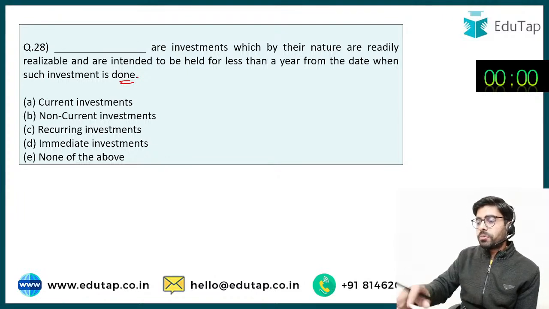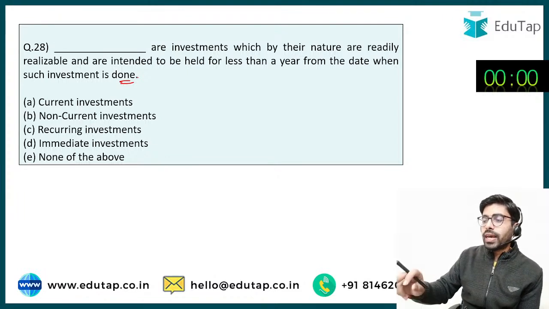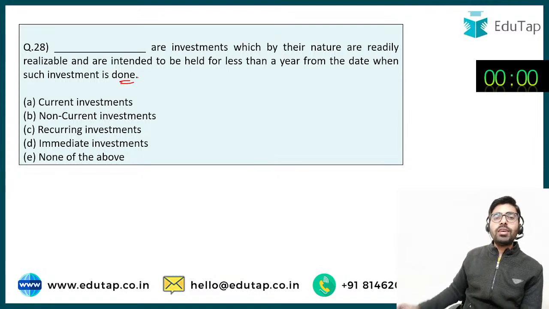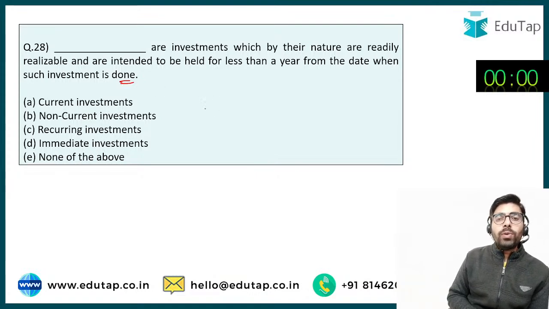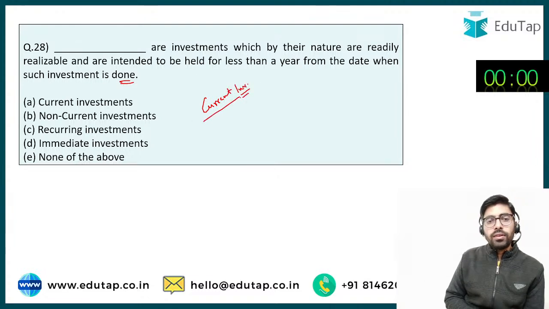All of you are saying option number A, and I know all of you are absolutely correct because it was a very easy question. Current investment, similar to current asset, is going to be readily realizable, convertible into cash within a year. So that's why the answer is going to be option number A.